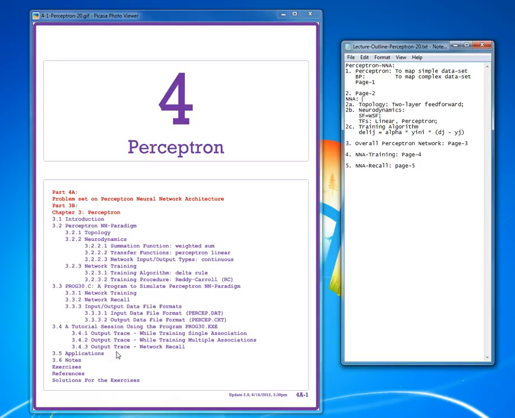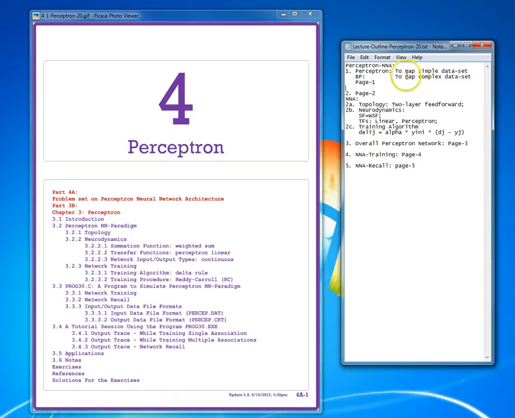Hi everyone. We're going to look into this topic on Perceptron neural network architecture. Perceptron is a network to map simple data sets. To map complex data sets, we need backpropagation. This is the topic we'll be covering later on. But Perceptron is the most basic neural network architecture, developed in the early 80s.